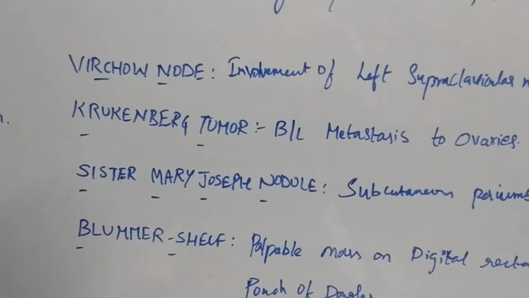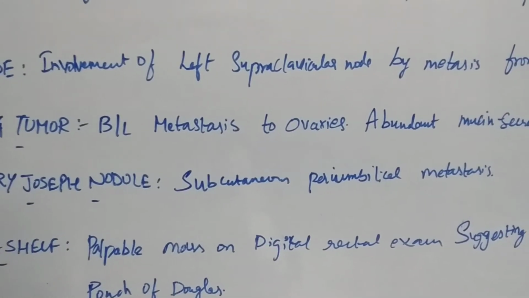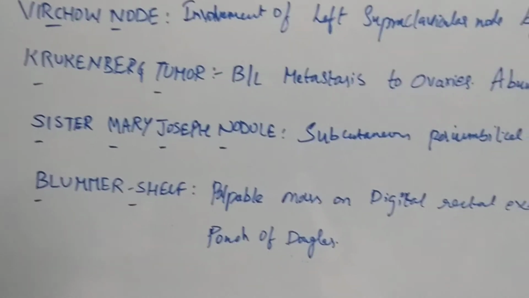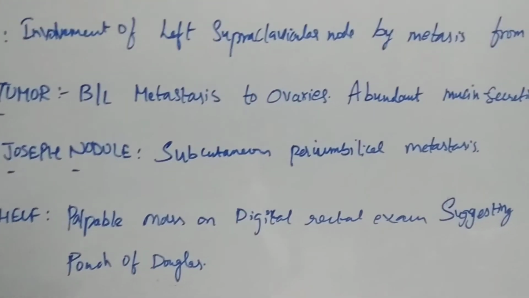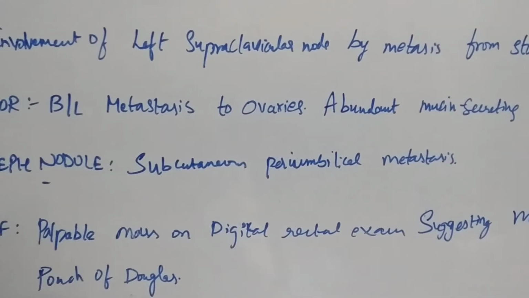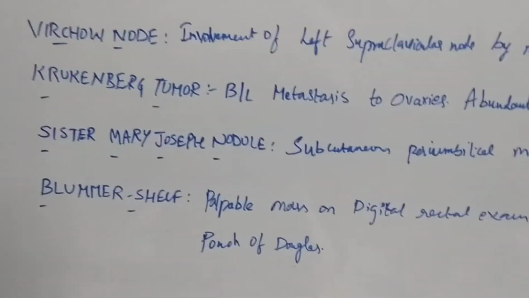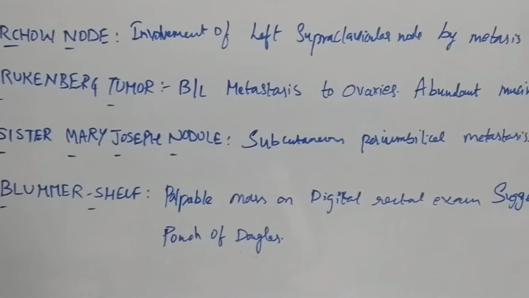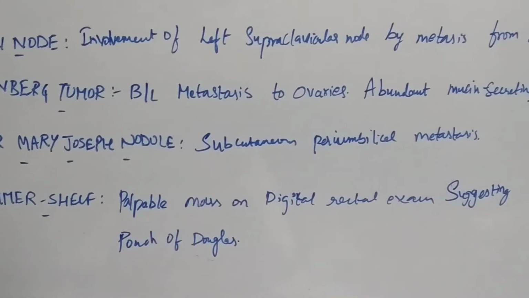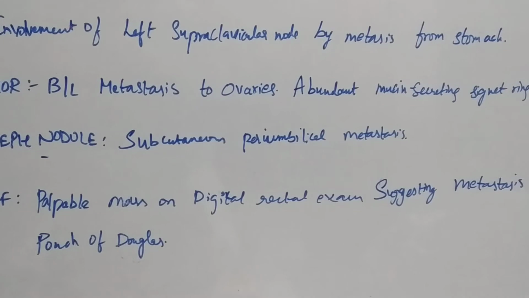Next one is Sister Mary Joseph nodule. In this, subcutaneous periumbilical metastasis is seen. And next one is Blumer shelf, that is a palpable mass on digital rectal examination suggesting metastasis to the pouch of Douglas.